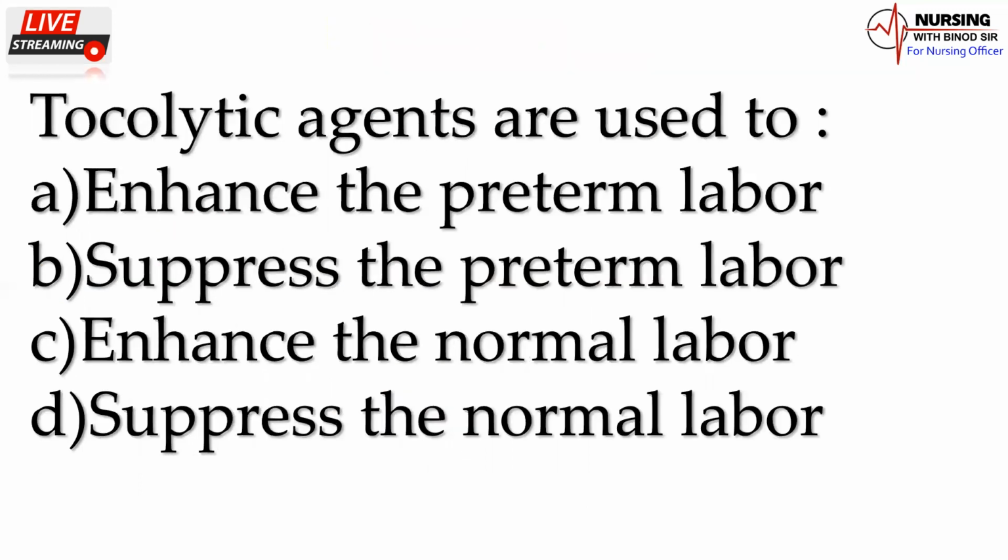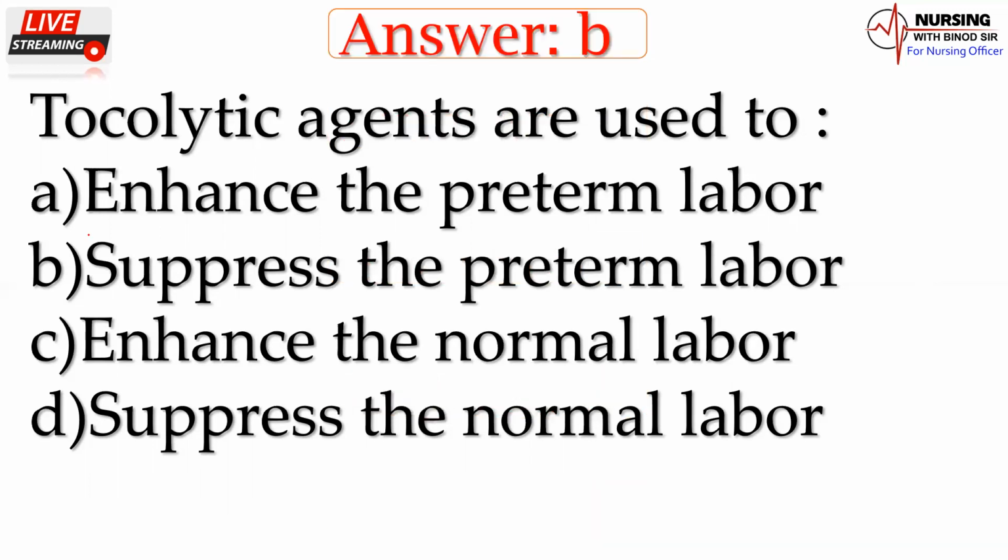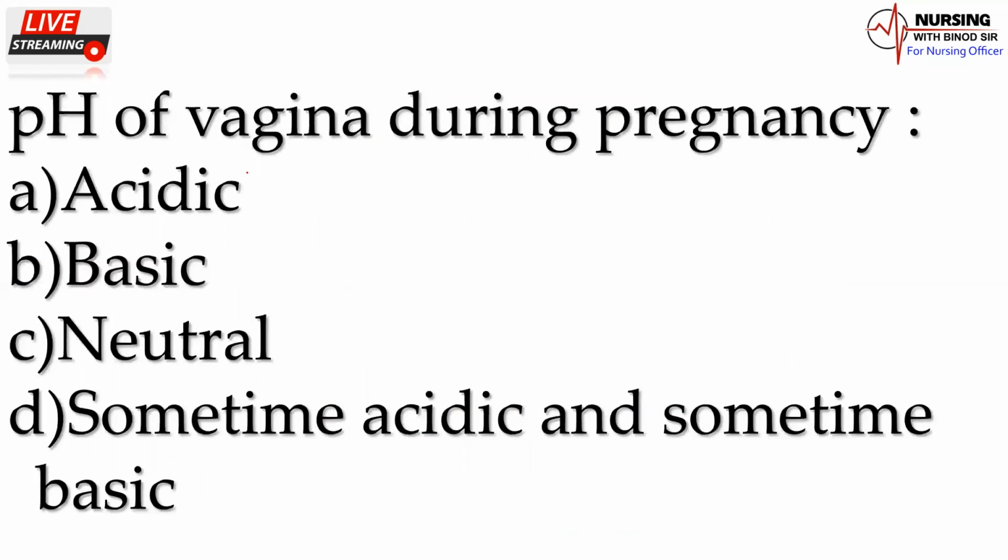Tocolytic agents are used to enhance the preterm labor, suppress the preterm labor, enhance the normal labor, suppress the normal labor. Tocolytic agent. Okay, so answer would be the B option. Suppress the preterm labor. You always remember this one. Now we'll come back to next question.